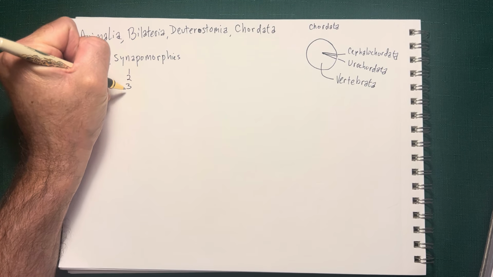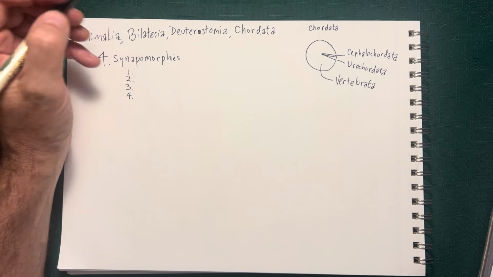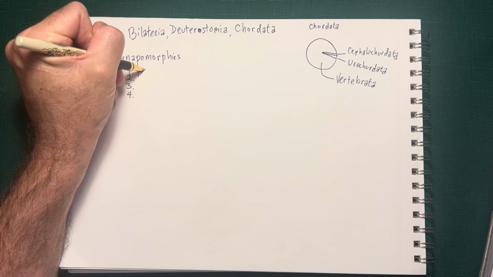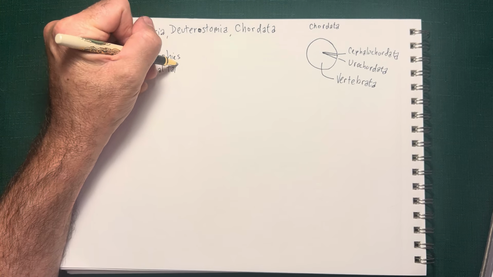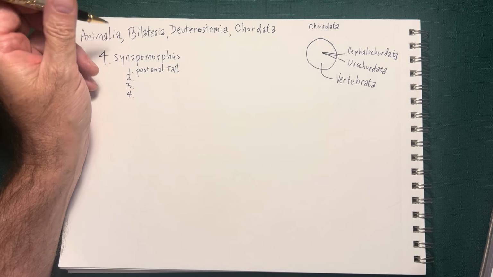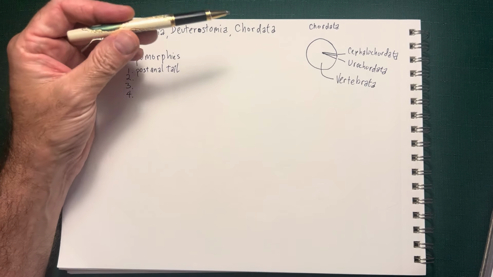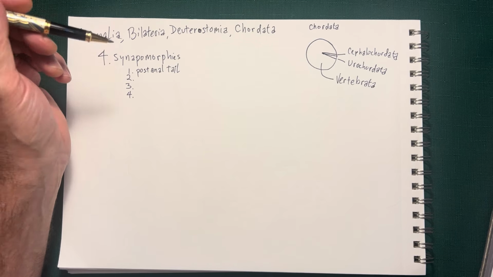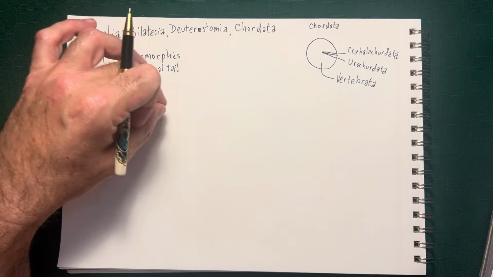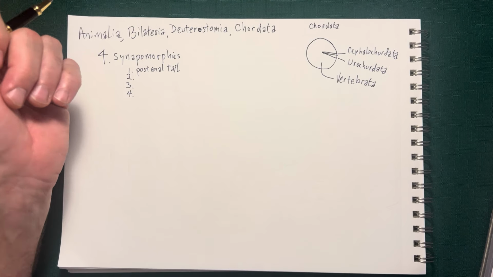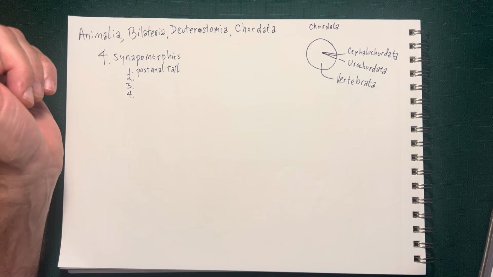They are, in no particular order, I'm just going to number them 1, 2, 3, 4, having a post-anal tail, meaning that at least at some point in the life, there is a tail and it extends beyond the anus. Think about the earthworm and how the anus was at the very end of the animal. So we think of that posterior end of the animal as being the tail, but the anus is at the very end of it.